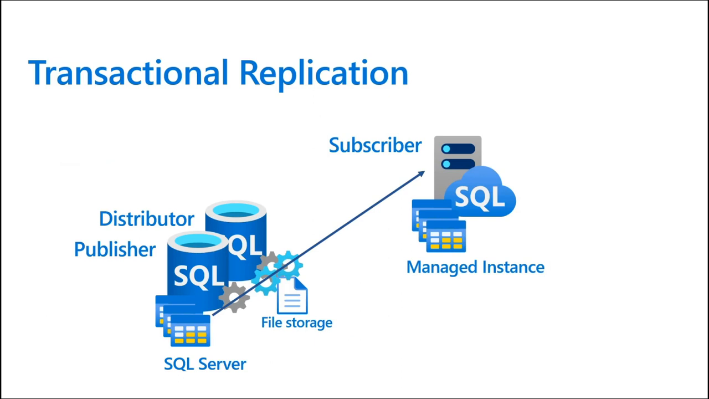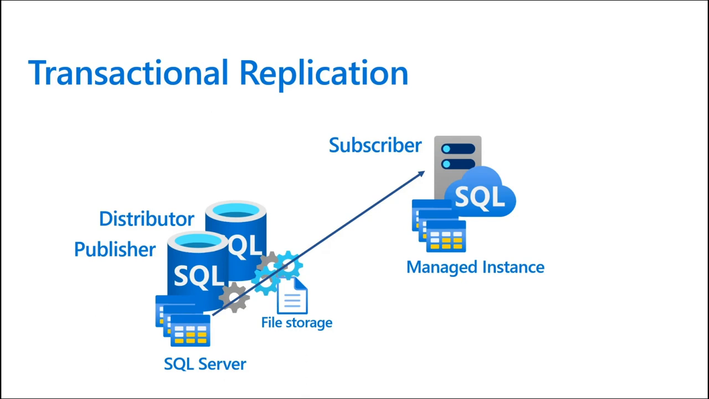Publisher, distributor, and subscriber are the main components of transactional replication. Publisher is the source of the replication. It defines the set of data that is to be replicated. It is responsible for creating the initial snapshot of the data, and then later it sends all the changes made on the source to distributor.